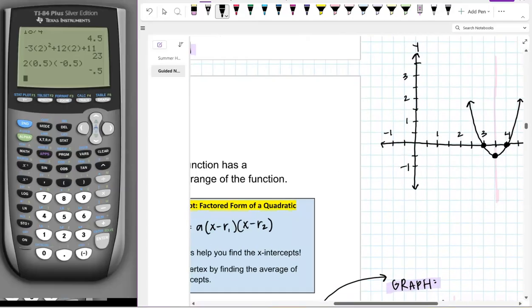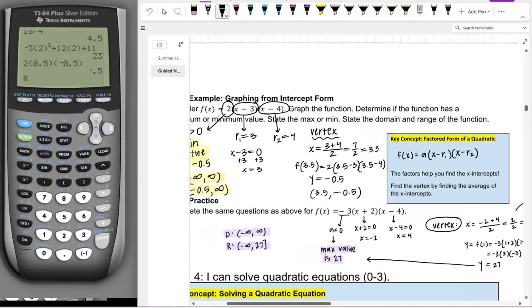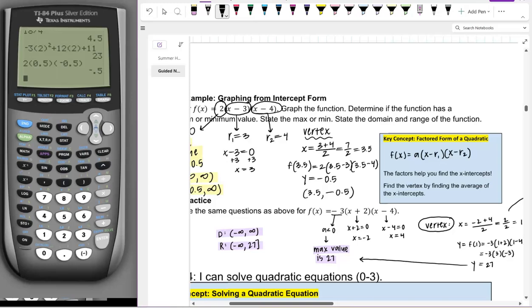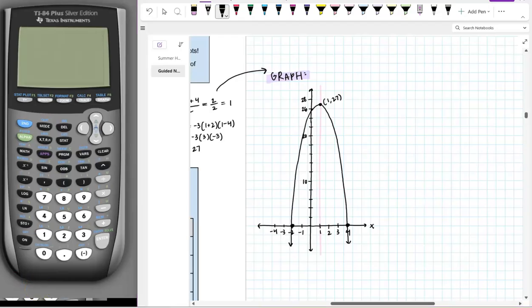Here's that last practice problem so you can try it on your own and then check and see if you got it right. Here are the answers for the questions, and then here is that graph. There's that graph, and that wraps up the lesson for graphing quadratics.